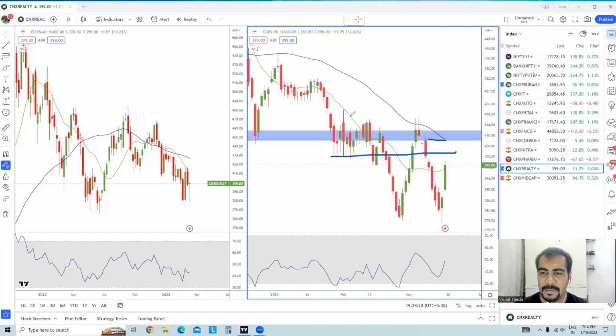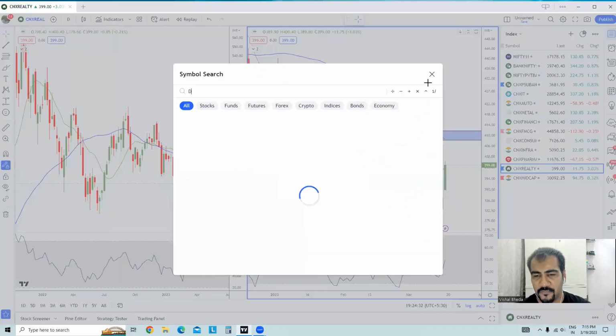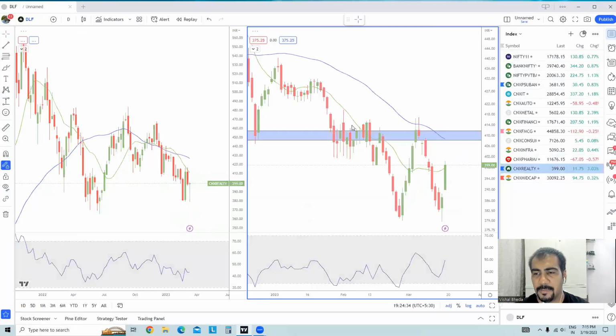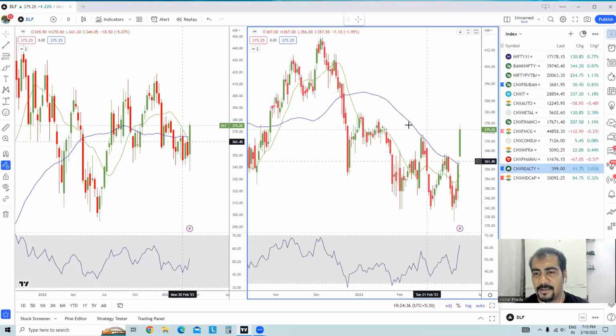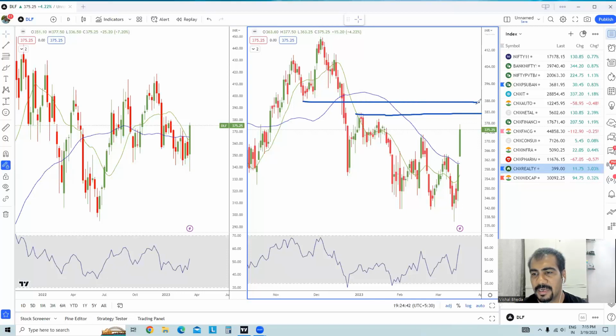But if these levels are taken off somewhere over here, then I think Realty Pack could start looking interesting to me. And DLF is looking pretty decent as of now. But I think for a positional trade, all these hindrances are very, very important to be surpassed, like 383 or 388. Until these levels are taken off, it is not wise to take this particular trade on the long side. You have to be a bit careful about that.